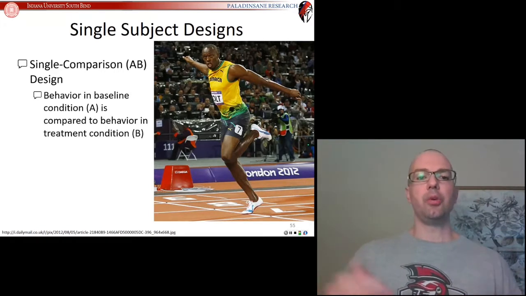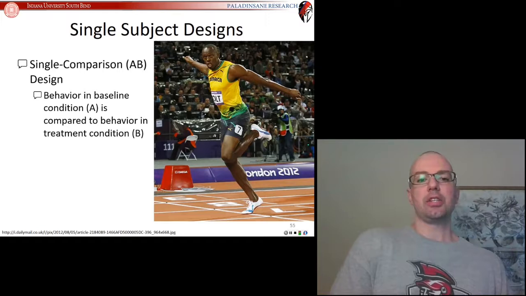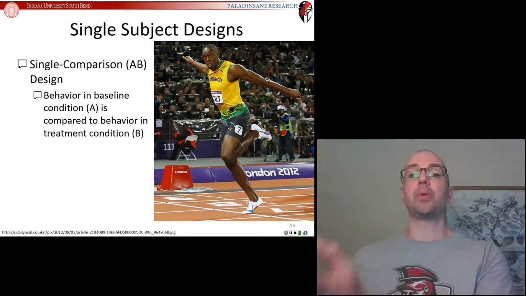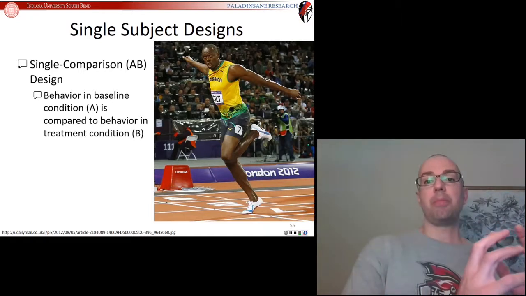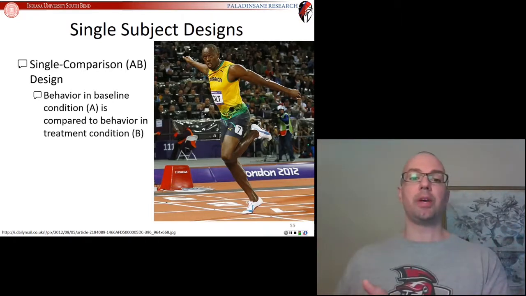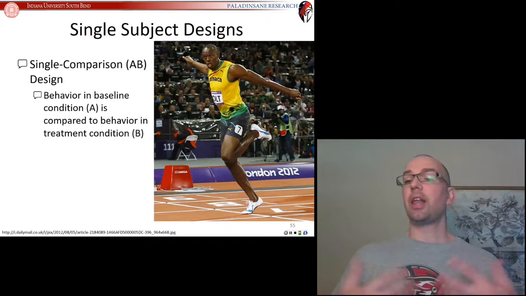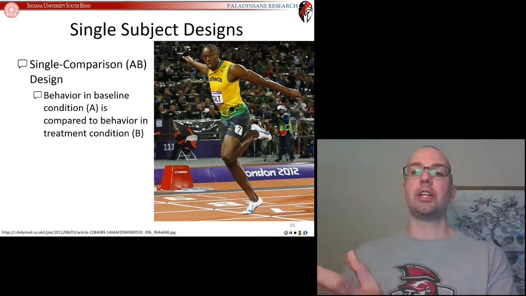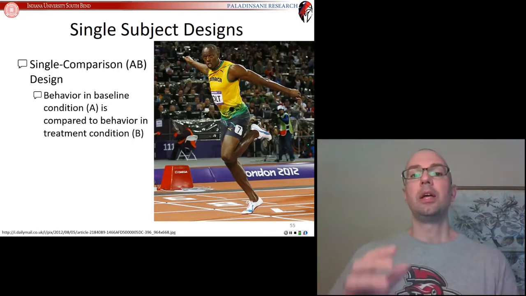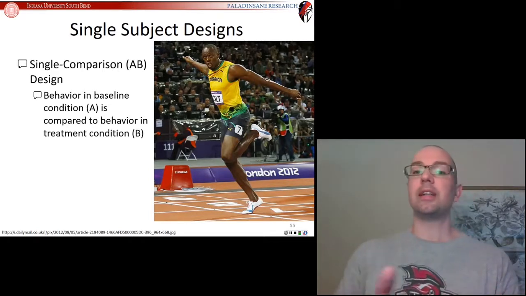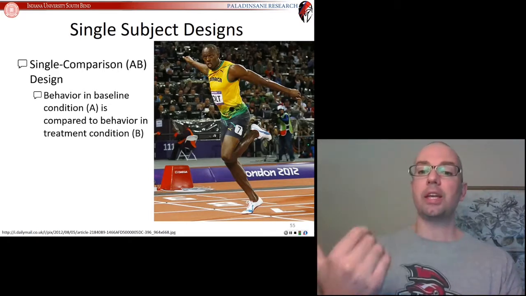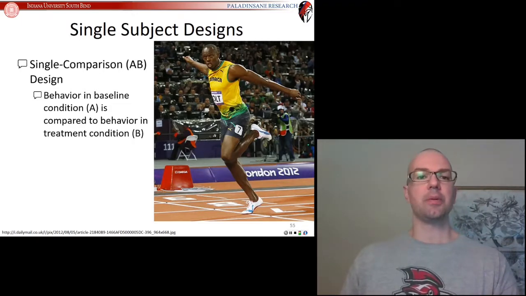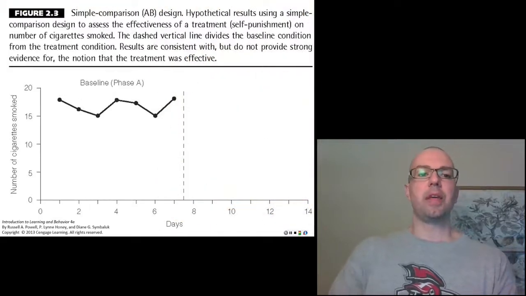This is where you measure behavior in a baseline condition, and then you compare that to behavior in the treatment condition. So you basically measure behavior pre and post treatment, and you would like to say that if the behavior improves in the post treatment condition, the treatment was successful. However, as we're going to see, that's not always the case, and we have to make sure that the treatment is actually successful. So let's take a look at an example of that.